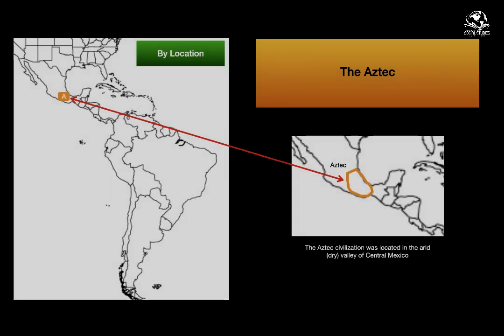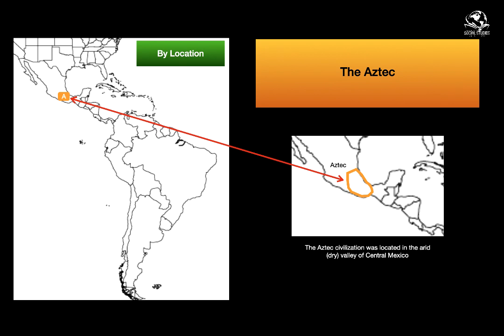So taking a closer look at the Aztec, you can see, based on the bigger map to the left, they're in central Mexico, or what is central Mexico today. And then if you look at the cross section over to the right, it's right there in the middle. You can see the Yucatan Peninsula sticking up over to the right or to the east.